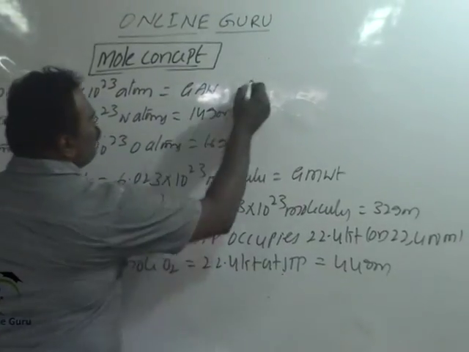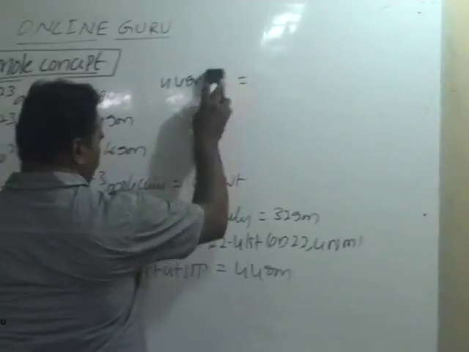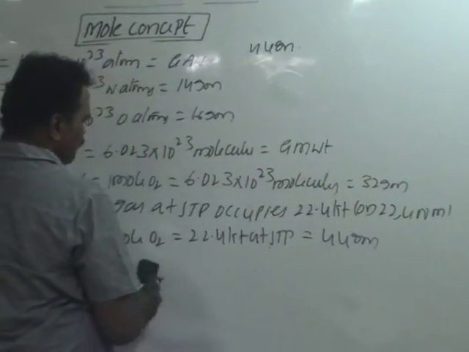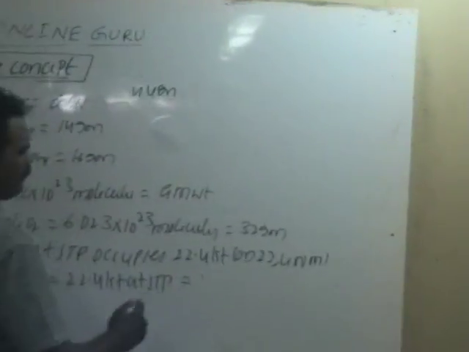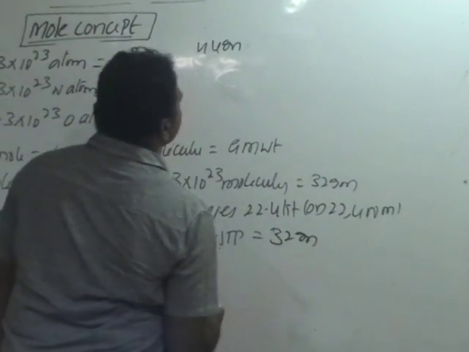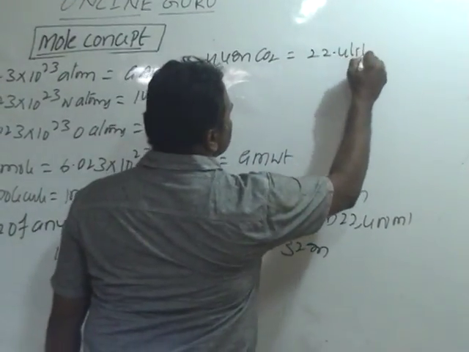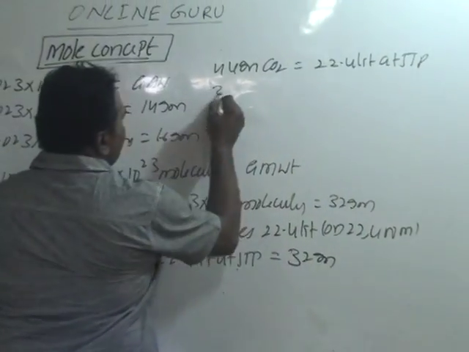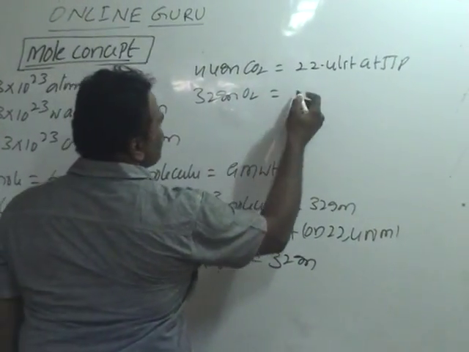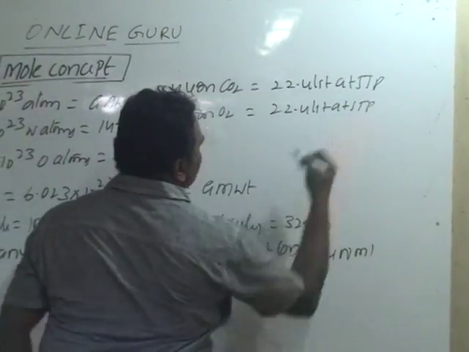So 1 mole of oxygen equal to 22.4 liters at STP, that is equal to 32 grams. 44 grams of CO2 occupies 22.4 liters at STP. Similarly, 32 grams of O2 at STP conditions occupies 22.4 liters.